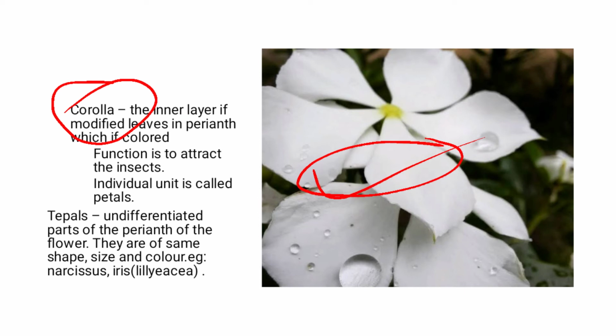Sometimes in some flowers, the petals and sepals will not be distinct, so they cannot be differentiated. The shape, color, and function will all be the same. So the flowers or plants in which the sepals and petals cannot be differentiated, these whorl parts are called tepals. What are tepals? Tepals are the undifferentiated part of the perianth where the petals and sepals cannot be distinguished or differentiated.